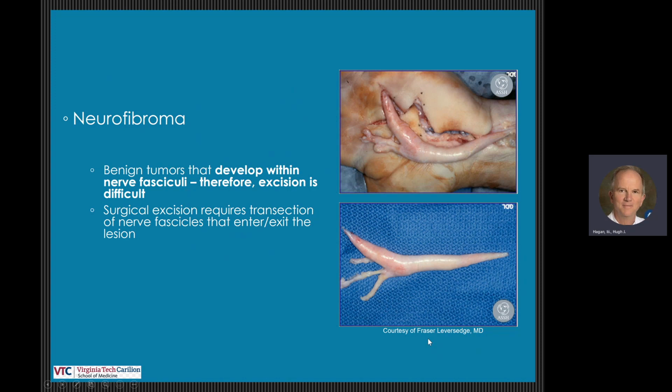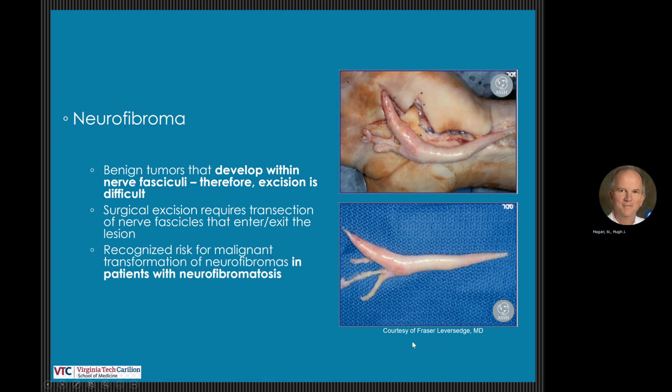Surgical excision usually requires division of nerve fascicles that enter and exit the lesion. And so for essential nerves, nerve reconstruction will need to be planned either as a primary or staged procedure. There is a recognized risk for malignant transformation in neurofibromas, particularly in patients who have neurofibromatosis, but this is a rather rare entity.